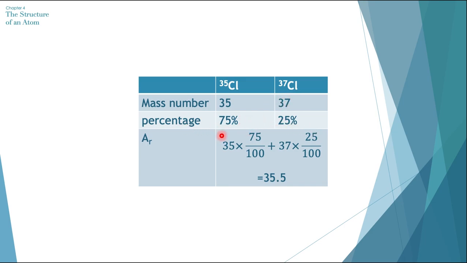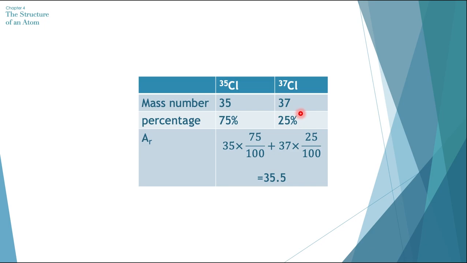So, we're going to be finding out the atomic mass of an ordinary sample of chlorine, which contains both the 37 isotope as well as the 35 isotope. The way we do this is we multiply the mass number of the first atom, which is 35, by 75 and divide by 100. 75 is the percentage of this atom, and then we divide by 100 to remove this percentage.